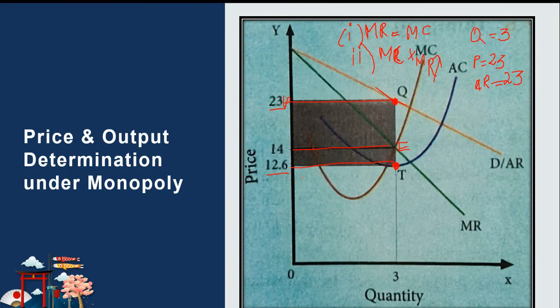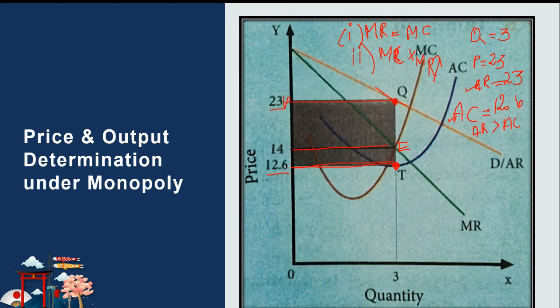How much is your AC? Your AC is 12.6. Are the girls able to understand? Your AC is 12.6. According to the figure, this is all according to the figure. So your AR is 23, your AC is 12.6. So which is greater? Your average revenue is greater than average cost.